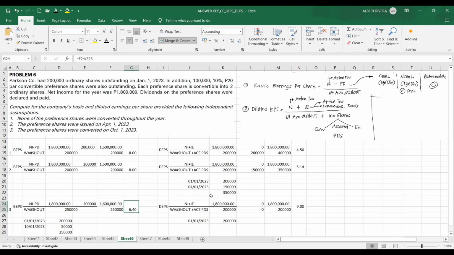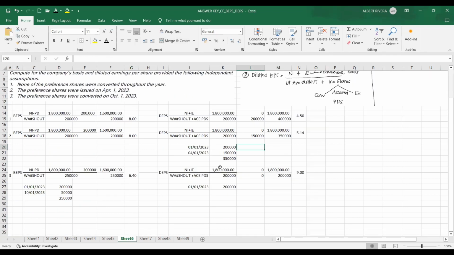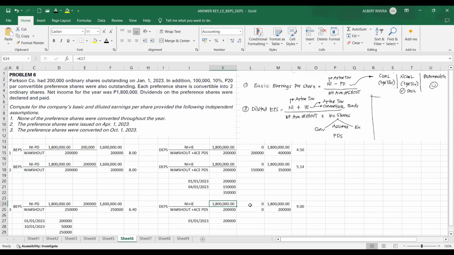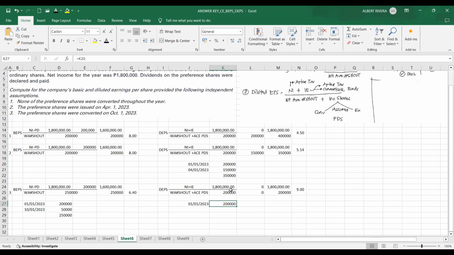How about here? So we have 1.8 million here. There is no convertible bond, so there is no interest expense. So your numerator would still be 1.8. Okay? Then, this is 200,000. Okay? 200,000 ito. Ayusin natin ito. So, this is 200,000.